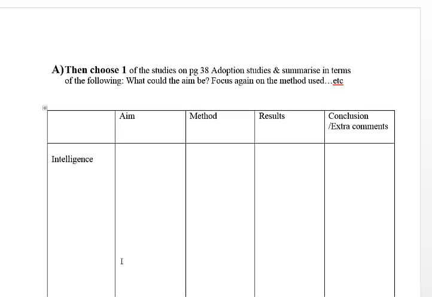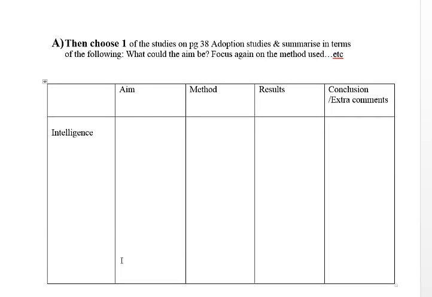Okay, and then I've asked you to look at one of the studies. There are a few studies, and in fact I've said use one of the studies, and I've left a space here for intelligence. Page 38, adoption studies, and summarise in terms of this. What is the aim? What were they doing? And I would say that with the aim, this was with intelligence, maybe I've got here the aim to investigate similarity in their verbal or cognitive ability between the adopted child and the biological and adoptive parents.